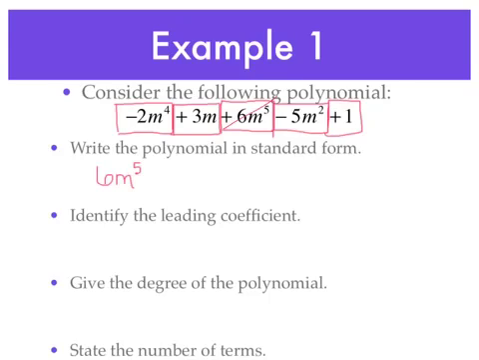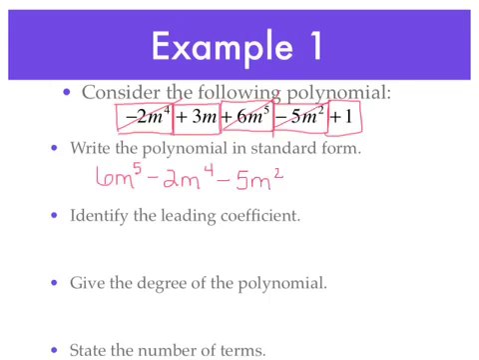And now I've used that one. My next one would be this power of 4 here. And that has a negative sign in front of it, so I'm going to write it as minus 2m to the 4th. Let's cross that one out. Next biggest one I see is this power of 2, and that also has a minus sign in front of it, so I'm going to write negative 5m squared.